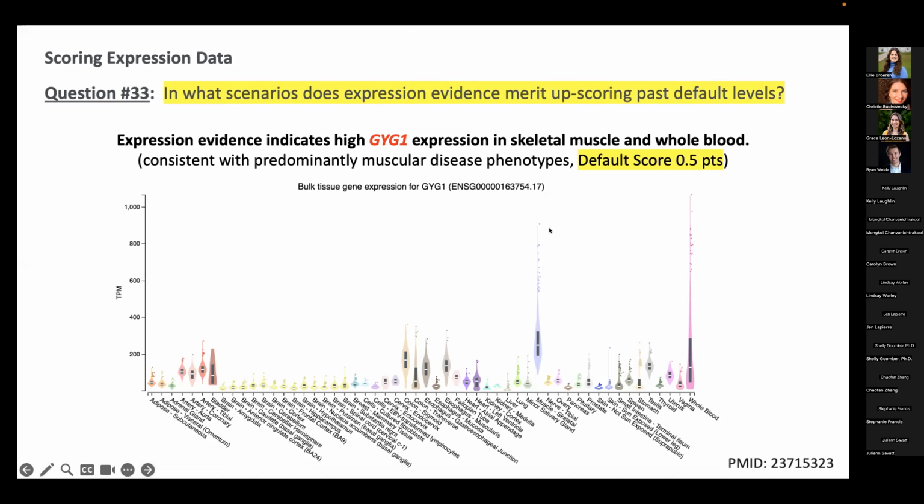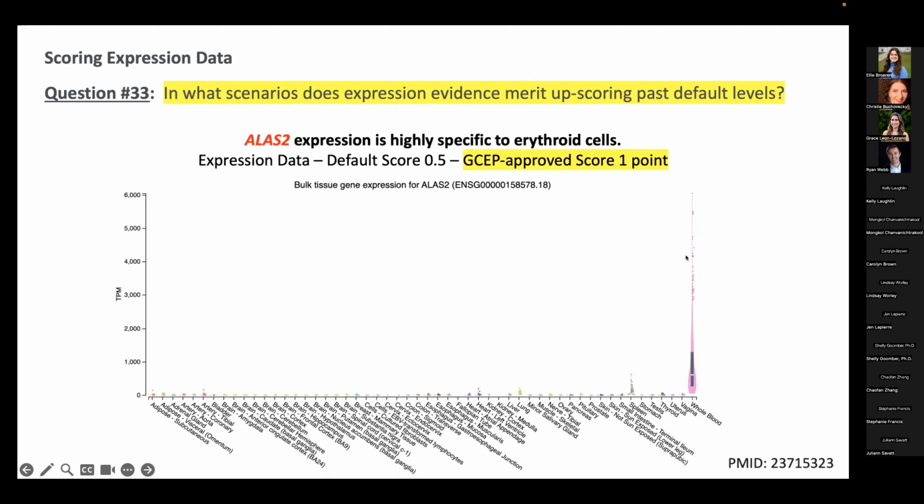But I wanted to introduce to you the possibility that there are some expression scenarios that you come across that are so darn specific, it might deserve more, right? And so this is a gene, ALAS2, that's connected with porphyria, which is a blood disorder. It has a whopping signal in whole blood, and so it was awarded 1 point.